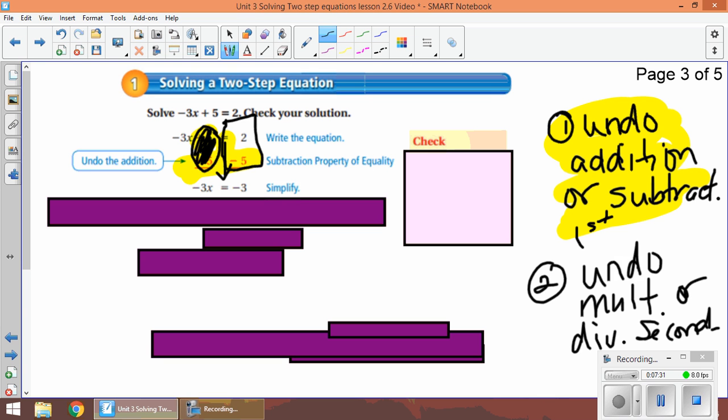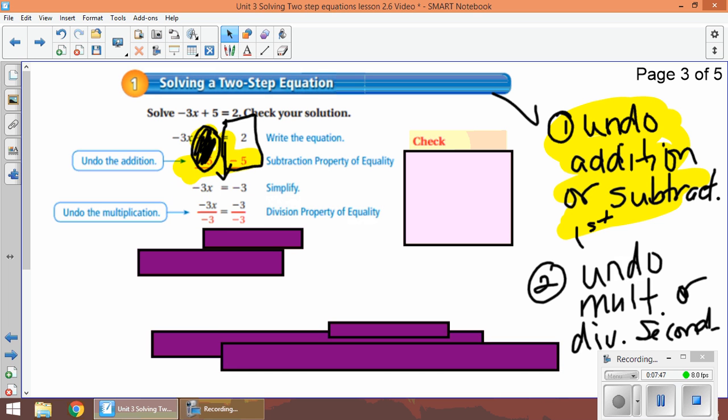All right, congratulations, you just finished step 1. Now take a look at what you have. Negative 3 times x equals negative 3. So what's the inverse of timesing x by negative 3? And hopefully you're saying dividing by negative 3.